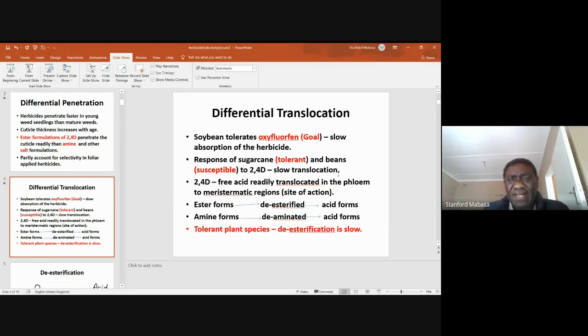In sugarcane, we have got 2,4-D, which doesn't kill sugarcane, but it can kill beans. That selectivity is also based on the slow translocation which takes place in sugarcane, and in beans, which is susceptible, the translocation could be fast.